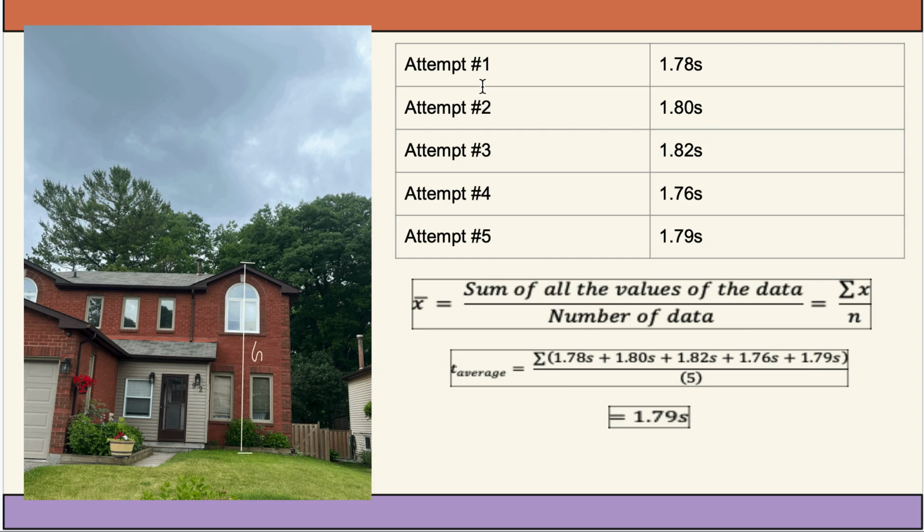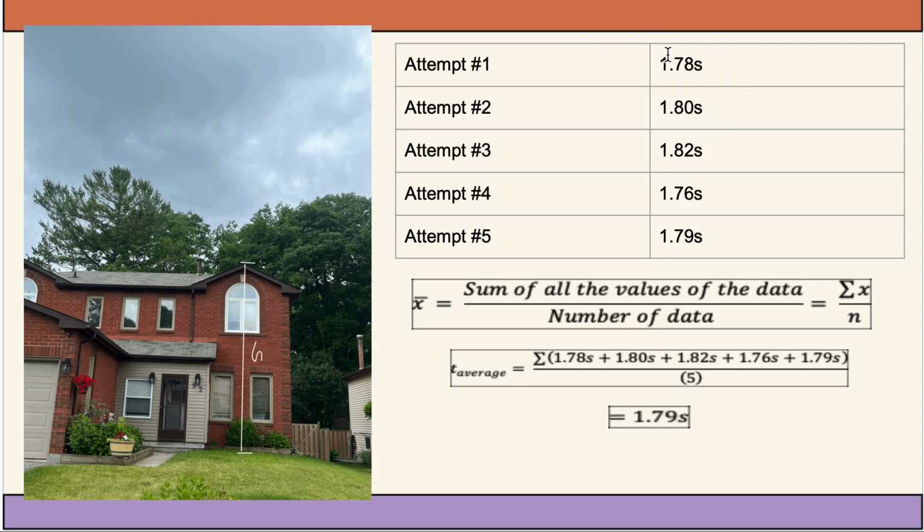So I made several attempts, 5 attempts to be precise. On the first attempt, the ball took 1.78 seconds to drop down to the ground. The second attempt, 1.80 seconds. Attempt number 3, 1.82. Attempt number 4, 1.76. Attempt number 5, 1.79. These values are similar, but they're not exactly alike.